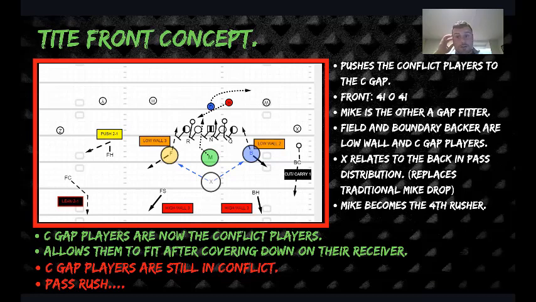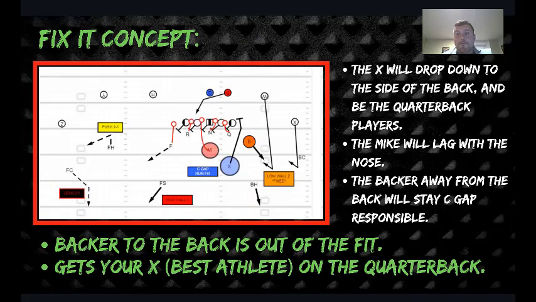And this lets you play all your zone coverages, all your match coverages, which are obviously beneficial, especially if you're getting vertical RPOs. So, fix it concept. The challenge when you're playing a tight front is you want to make sure you have somebody, or in that last tight front we showed, you want to have somebody for the RPO and somebody for the quarterback. Okay. So here we're getting, this could be zone read or zone lock.